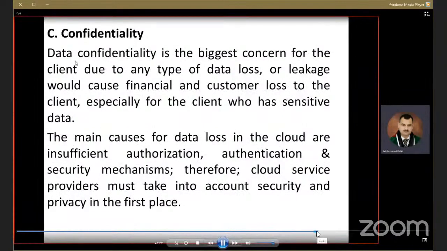The third challenge is confidentiality. Data confidentiality is the biggest concern for the client, due to the fact that any type of data loss or leakage would cause financial and customer loss to the client, especially for the client who has sensitive data. The main causes of data loss in the cloud are insufficient authorization, authentication, and security mechanisms. Therefore, cloud service providers must take security and privacy into account in the first place.